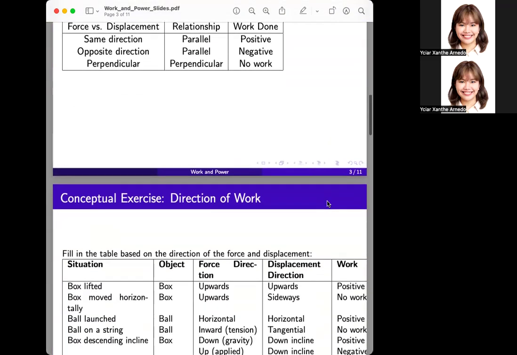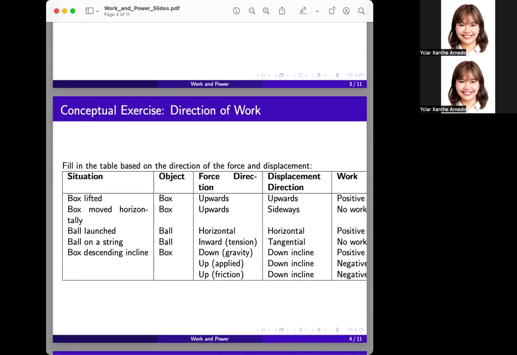Let's apply that to a conceptual exercise right here. We have a couple of situations, the first one being a box lifted off the ground. The object here would be our box. The force is applied force. The direction of the force is upwards. And that's also the case for the direction of displacement. In here, the work done is positive.